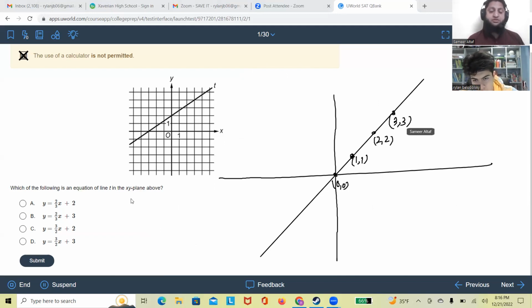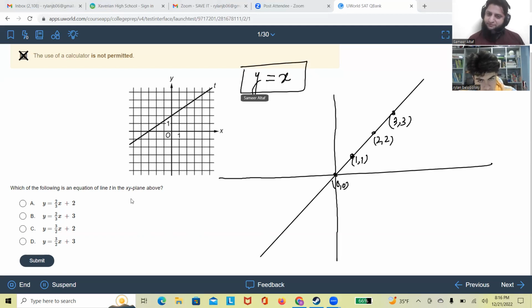All the x values are equal to the y values. That means the y value is not 0 only, not 3 only, not 1 only, and the x value is not 0 only, not 3 only. It's not remaining constant. It's getting changed continuously. But it's getting changed in such a way that whatever the y value is, that is equal to the x value.